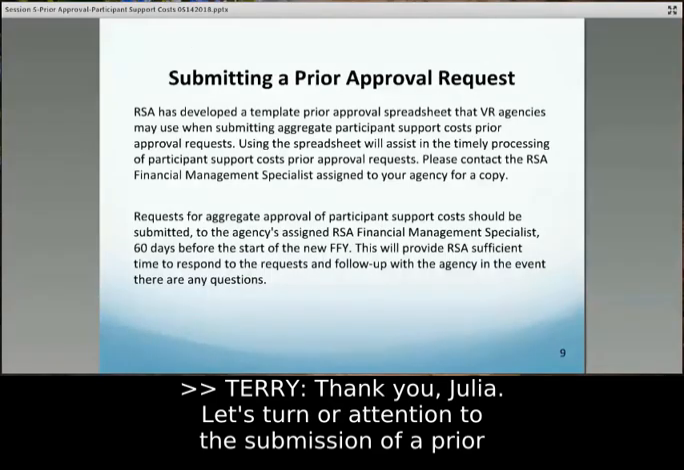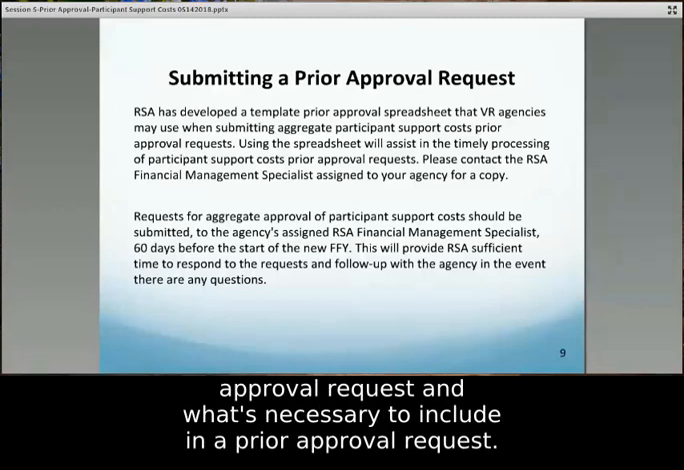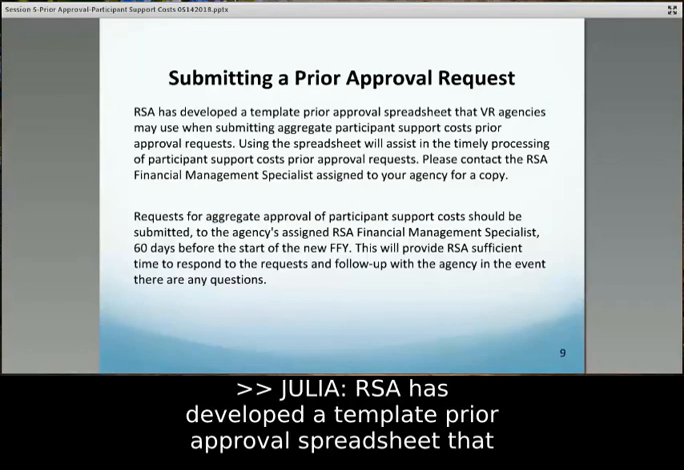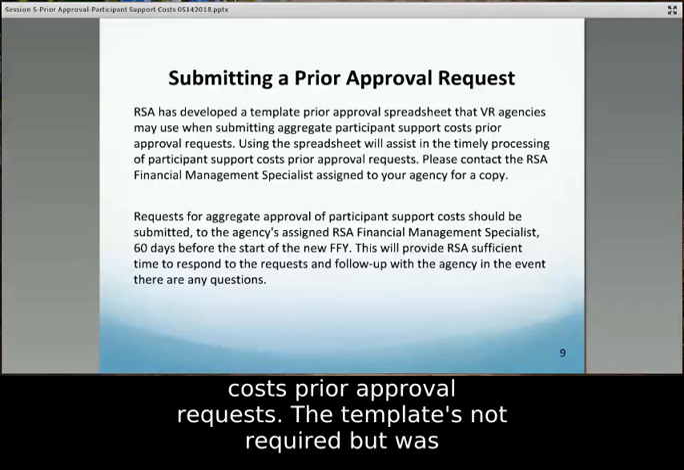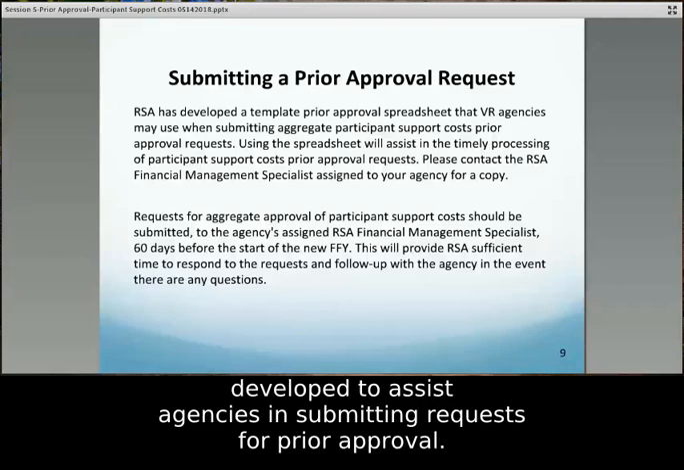Thank you, Julia. Let's turn our attention to the submission of a prior approval request and what's necessary to include in a prior approval request. RSA has developed a template prior approval spreadsheet that VR agencies may use when submitting aggregate participant support costs prior approval requests. The template's not required, but was developed to assist agencies in submitting requests for prior approval.